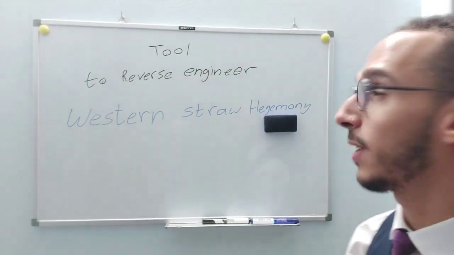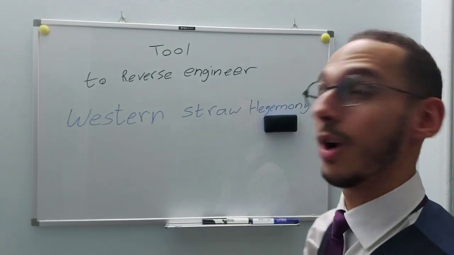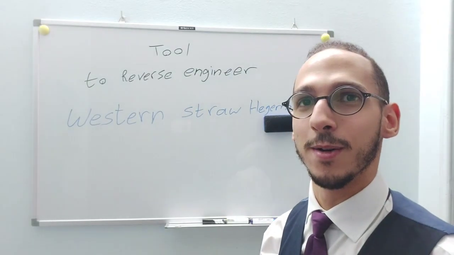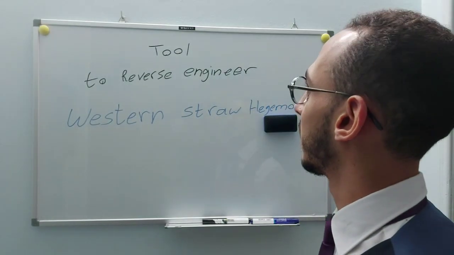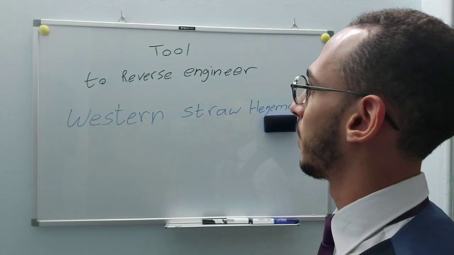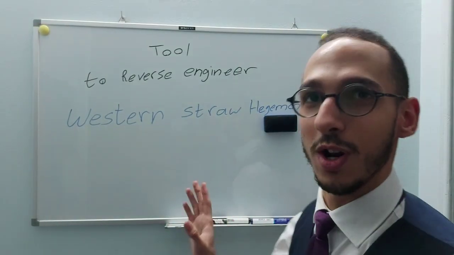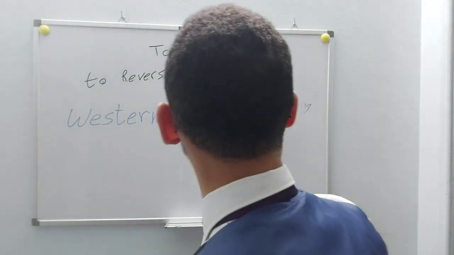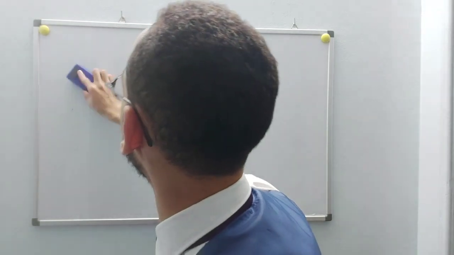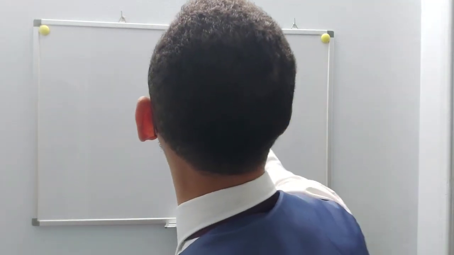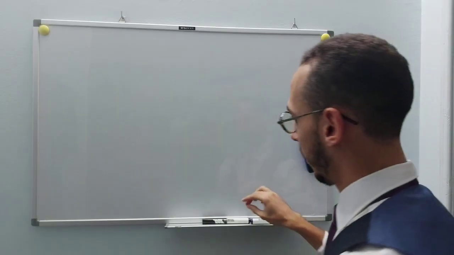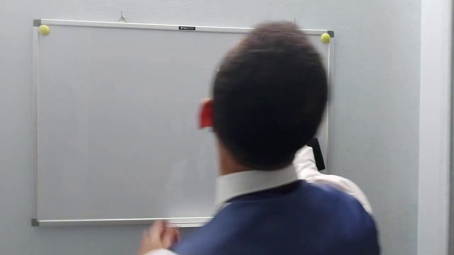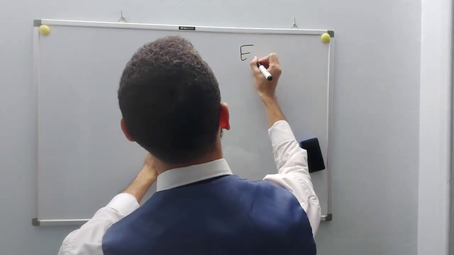Today we're going to be discussing a tool for reverse engineering Western Straw Hegemony. As I've mentioned in my prior videos, though there wasn't a face reveal, I will be going deeper into two models that we use to reverse engineer Western Straw Hegemony, that being the P.A.N.I.C and the E.Q.U.A.T model. So let's get going. Today we'll be explaining the P.A.N.I.C model, and we'll leave the E.Q.U.A.T model for another time, though I will have the E.Q.U.A.T model here just in case on this board.